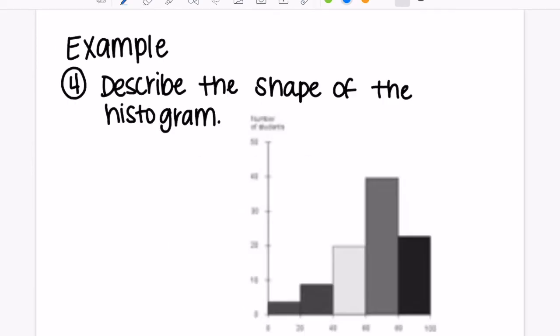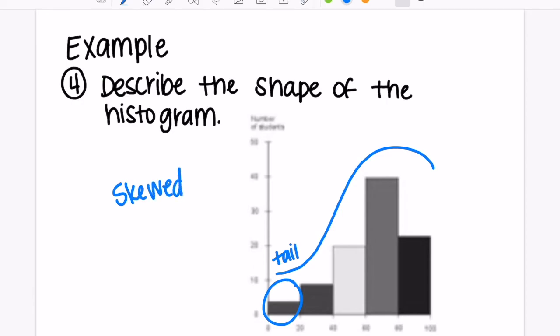In example 4, we're describing the shape of this histogram. In this histogram, you can see we have most of the data on the right, and over on the left, down here, is where we have the least amount of data. Since this is our tail, this is going to be skewed in the direction of the tail, or where the least amount of data is, which is on the left.